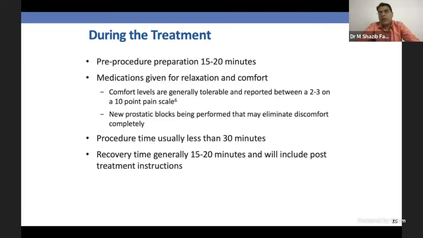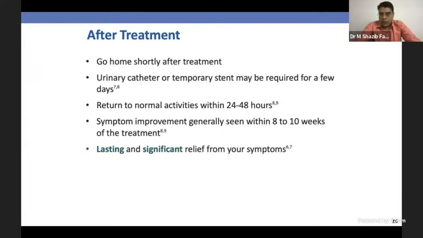The patient is kept for about 30 to 45 minutes for observation, and then we can discharge the patient, maybe on the catheter, and after 2 to 3 days the catheter can be removed. As I've already said, the patient can go home shortly after treatment. A urinary catheter can be placed for 2 to 3 days. The patient returns to normal activities within 24 to 48 hours. The symptoms generally improve within 8 to 10 weeks of the treatment, and the relief of the symptoms lasts.